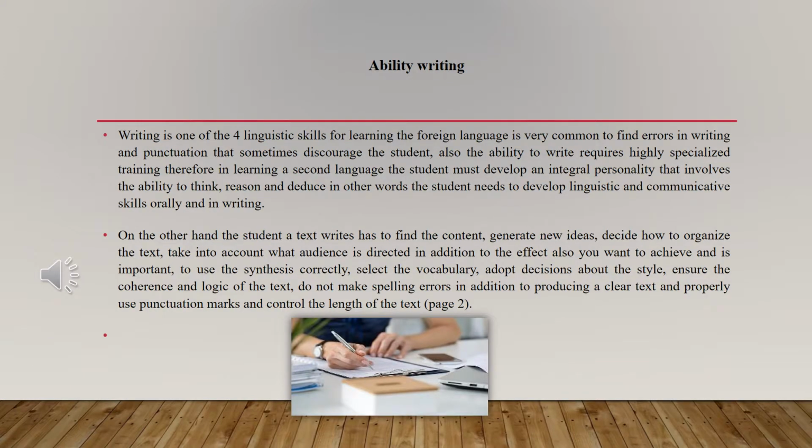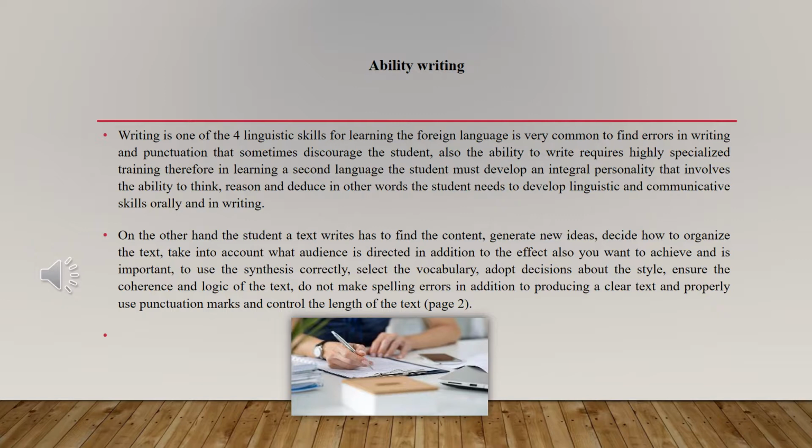Ability: reading. Reading is one of the four linguistic skills. In learning a foreign language, it is very common to find errors in reading and in punctuation that affect the student's score. Also, the ability to write requires high specialty training, therefore, in learning a second language the student must develop an integral personality that involves the ability to think, reason, and do. In other words, the student needs to develop linguistic and communicative skills, oral and reading.